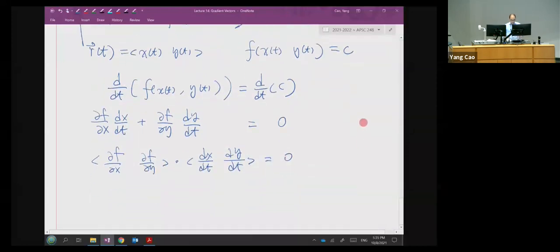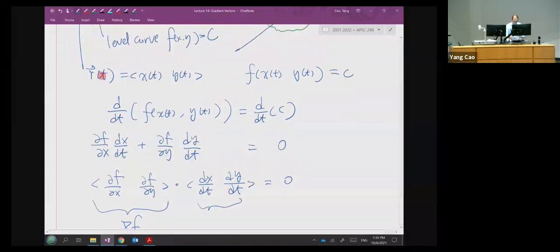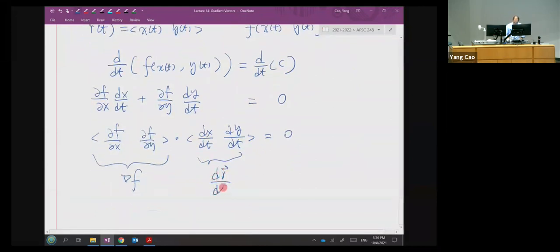Good. Can you tell me what the first vector is? Yes, the gradient vector, exactly. Del f, that's the gradient vector. What's the second vector? It's dx dt, dy dt. How would you get the second vector, at least based on the given condition here? Yes, the tangent, or dr over dt. So now you have the dot product equal to 0. Do you remember that when the dot product of two vectors is 0, the two vectors are what? Perpendicular.